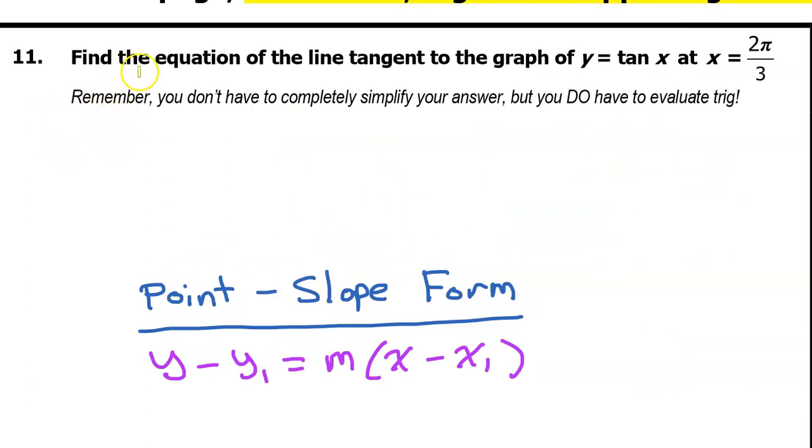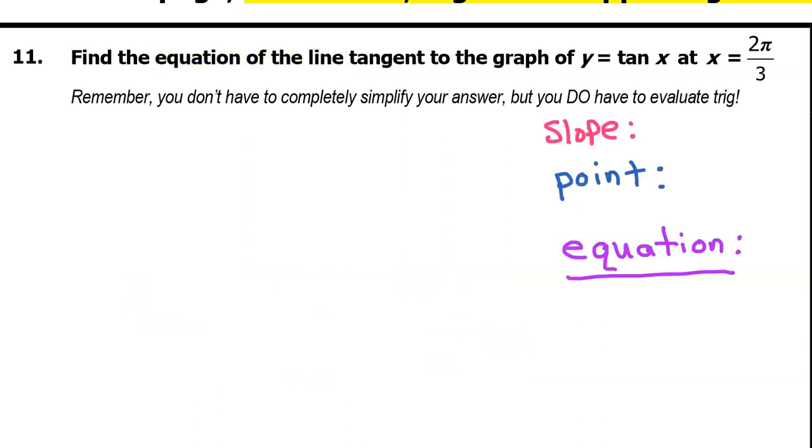For number 11, we need to find the equation of the line tangent to the graph of y equals tangent x at x equals 2 pi over 3. Whenever they ask me to find the equation of a line, I'm going to use point-slope form. So that means I need 2 things, a point and the slope. So I'm going to organize my work like this. First I'll find the slope, then I'll find the point, then I can write the equation.